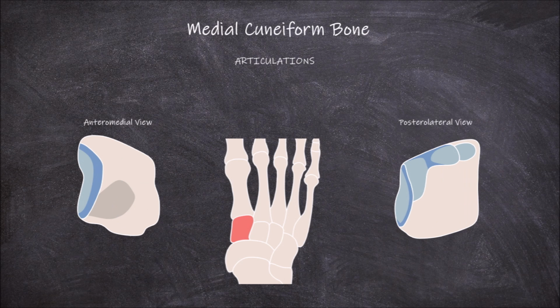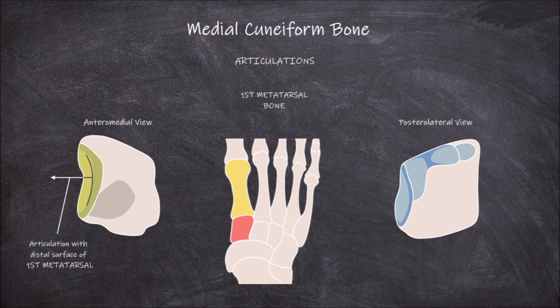Let's now look at the articulations this bone has with other bones. This bone articulates with 4 other bones. The first of these articulations is with the first metatarsal bone. The large facet on the anterior surface of the medial cuneiform articulates with the distal surface of the first metatarsal.